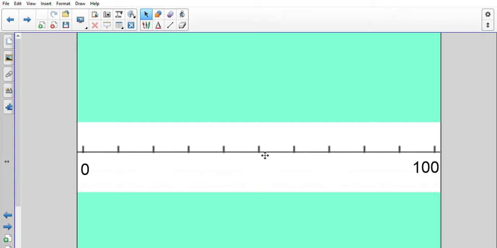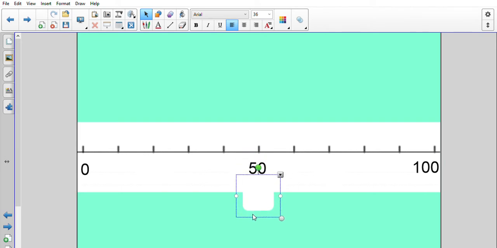Okay, so hopefully you had this answer, 50. So we know that 50 is halfway between 0 and 100. And that means that each of the lines on the number line represent 10. So let's count up in tens from 0. Ready? 0, 10, 20, 30, 40, 50, 60, 70, 80, 90, 100.